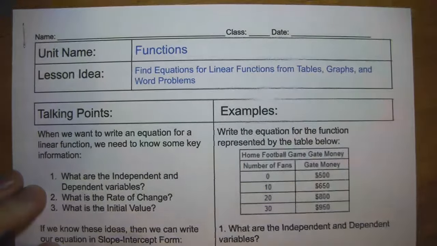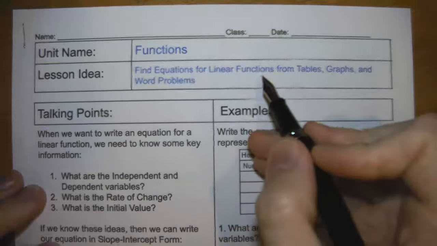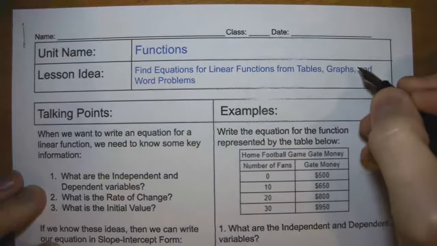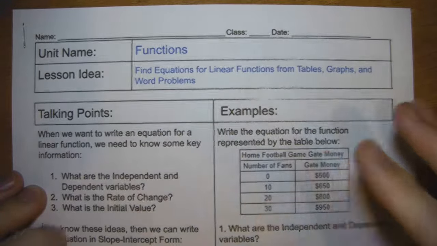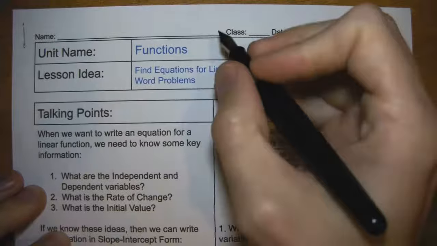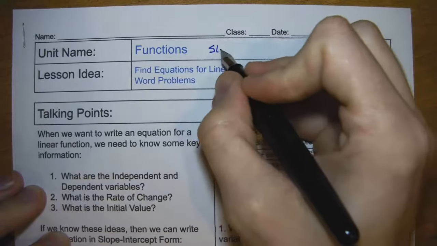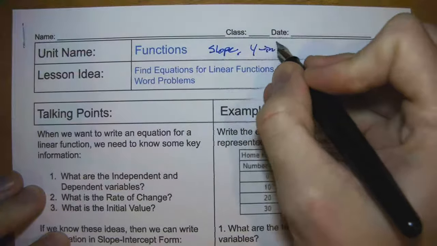All right, so what we're going to be doing is we're going to try to find the equations for linear functions from tables, graphs, and word problems. All right, so we're going to take pretty much everything we've done. So if we go back, we need to know things like what is a function. We've got to be able to find things like slope, things like our y-intercept.